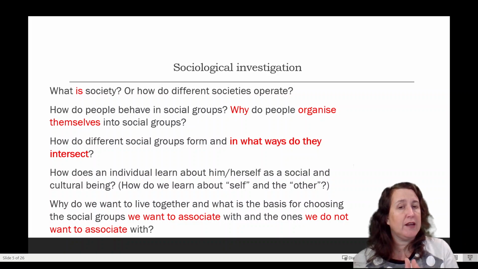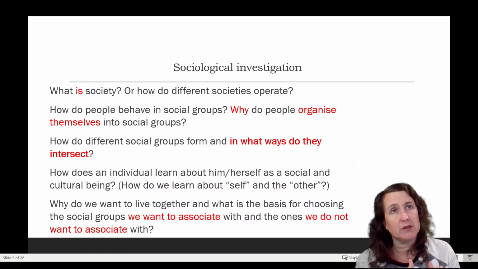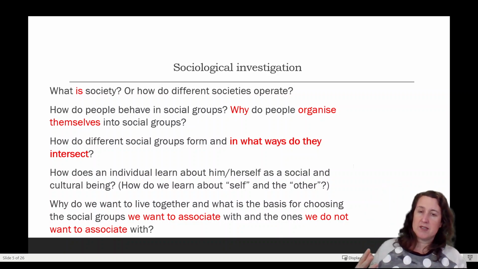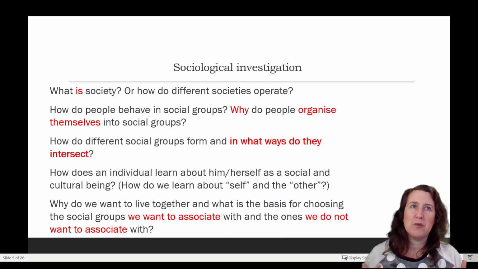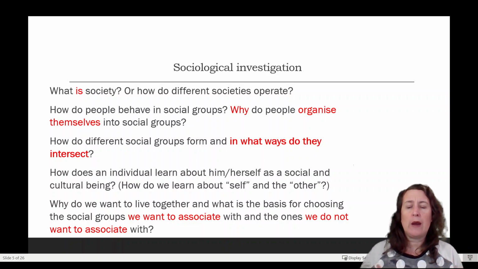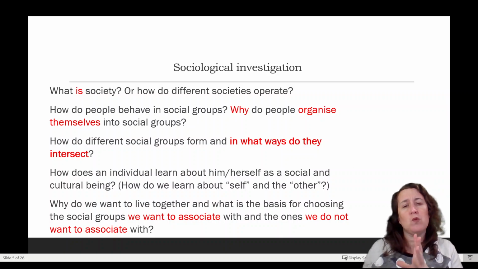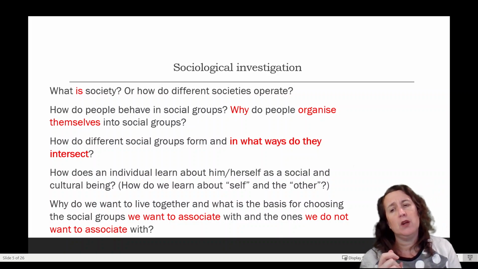Why do we want to live together, and what is the basis for choosing the social groups with which we want to associate and the ones with which we do not want to associate? So we might think of ourselves as well-rounded, open-minded people, but that still doesn't mean that we want to associate with absolutely everybody. So which social groups are you comfortable hanging out with, and which social groups make you uncomfortable?